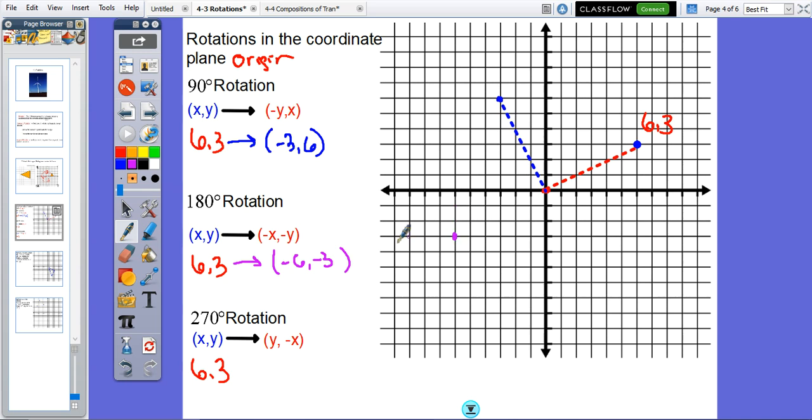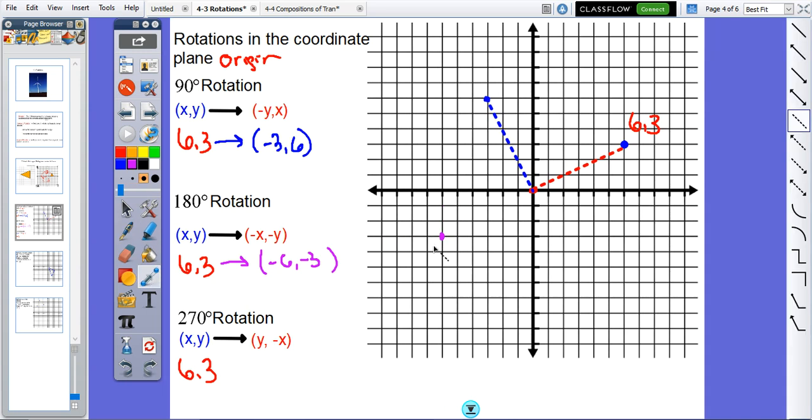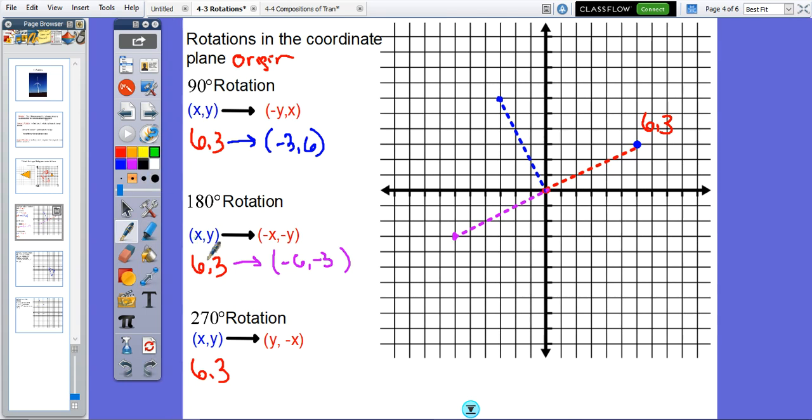So this particular point should make a 180 or a straight line, since we worked on that before, to this image. Let's connect it all together. And we connect it to the origin. That looks roughly like 180 degrees, and also 90 to the previous image. Let's look at the next one right here, 270 degrees.